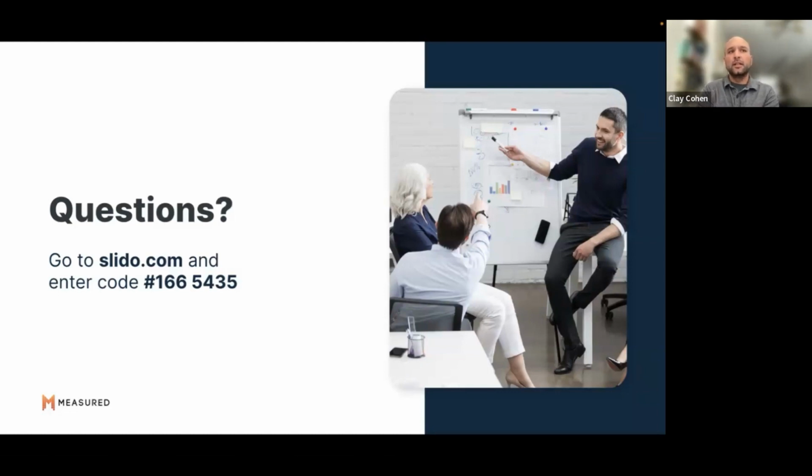Question about GA4. Is data-driven measurement from GA4 any closer to incremental measurement? Andrew or Nick, do one of you guys want to take that one? You want to say it at the same time, Andrew? 1, 2, 3, no.